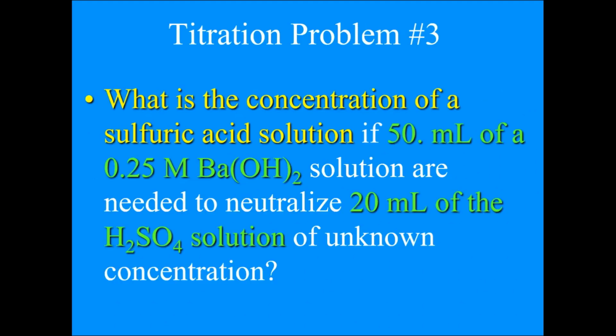Let's see another example. This time a little bit different. Concentration of a sulfuric acid solution if 50 ml of a 0.25 Ba(OH)2, barium hydroxide, so this is volume of base, this is molarity of base, 20 ml of acid, so this is volume of acid, but we don't know molarity of acid.